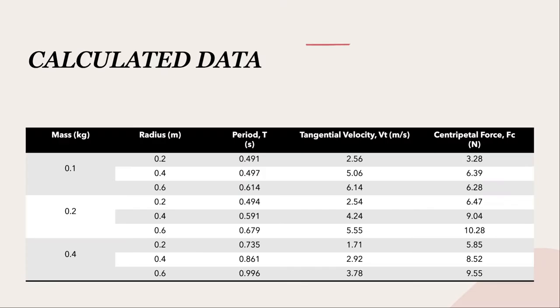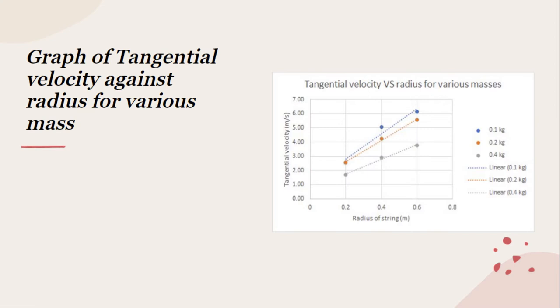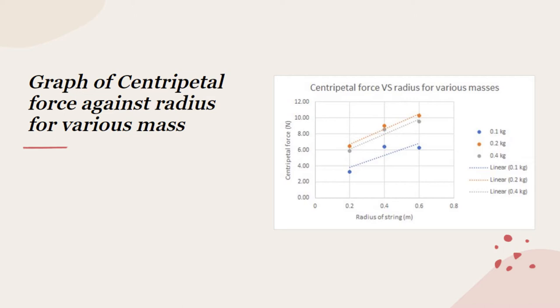And presenting now is the calculated data for the different masses and radii. And here is a graph of tangential velocity against the radius for various masses. And here is a graph of centripetal force against radius for various masses. Here are the sample calculations.